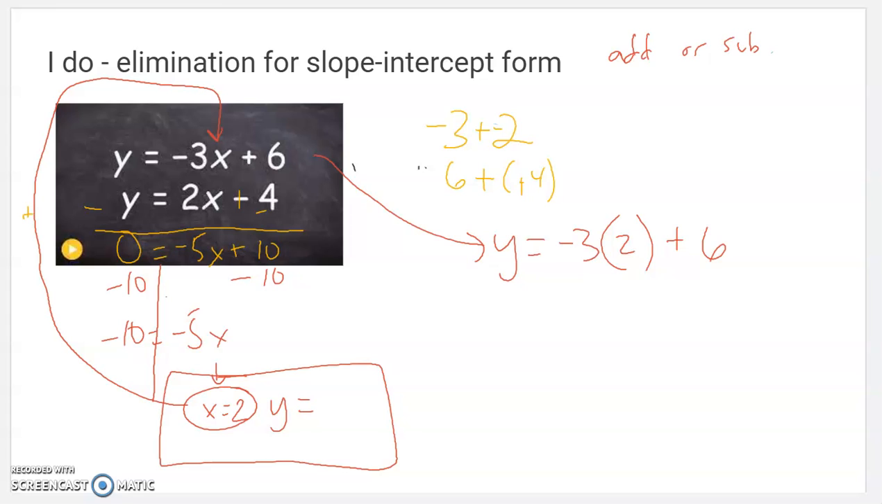Or I could do the bottom one. It doesn't matter which one. So now I know y equals negative 3 times 2, which is negative 6, plus 6, and y equals 0. And I'm done. So we find the first with elimination, and then we find the second using the first.